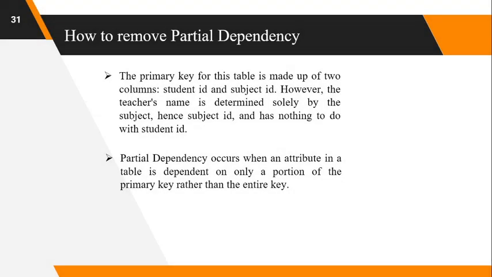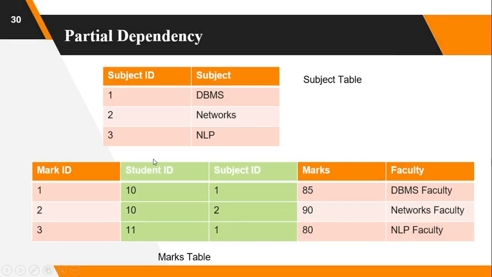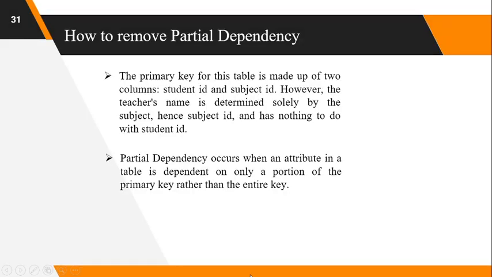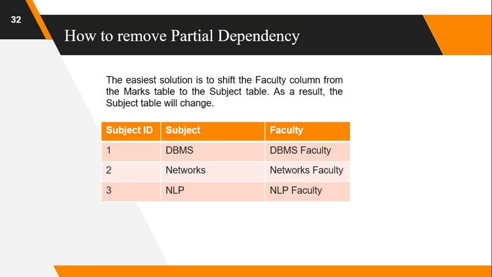Now let's see how to remove partial dependency. As I said, partial dependencies occur when an attribute in a table depends on only a portion of the primary key rather than the entire key. Together, student ID and subject ID act as the entire key, but this faculty column depends partially on this particular column alone. That is called partial dependency. Now, how to remove that? The easy solution is to shift the faculty column from the marks table to the subject table.